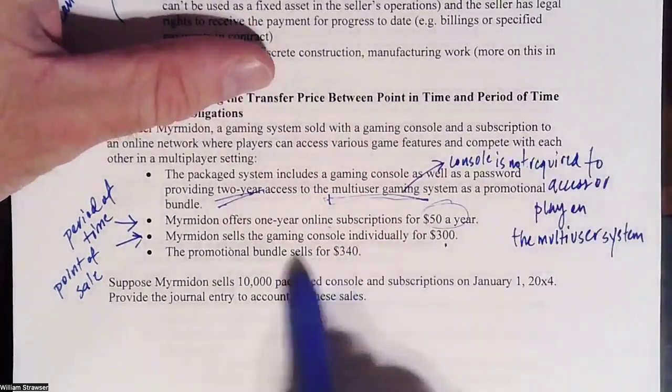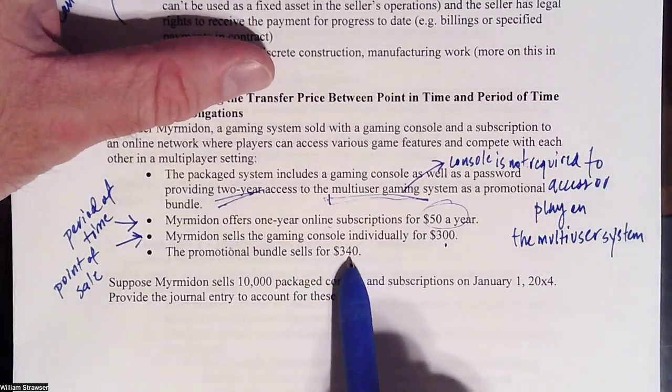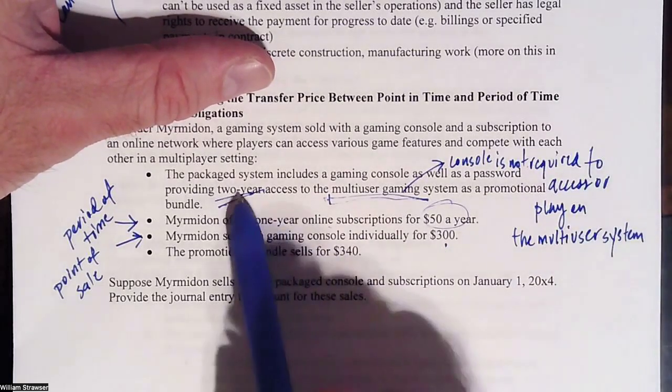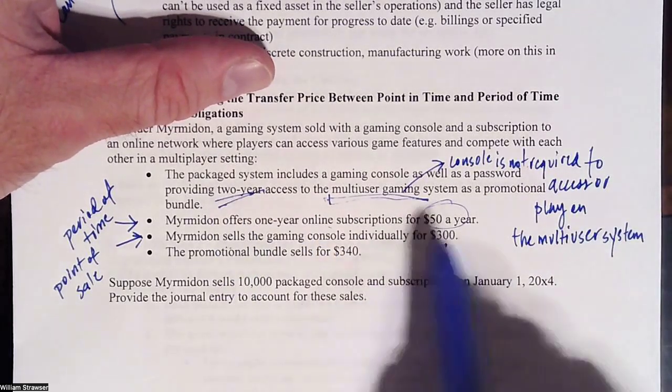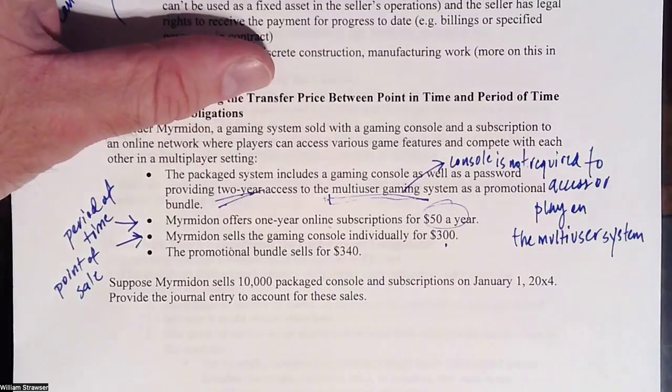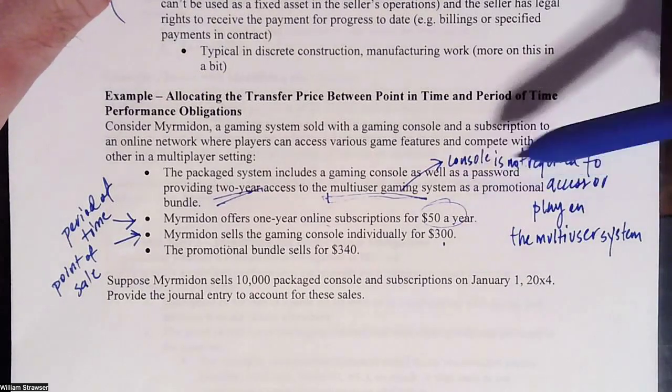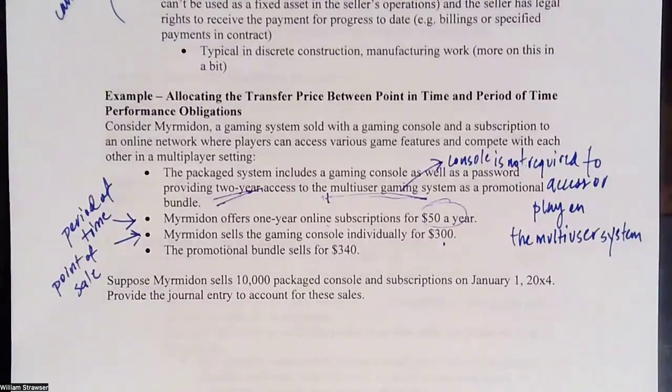The contract is the purchaser, the buyer gives us $340. In return, they receive 2-year access and a console. Right? What are the performance obligations? We talked about that. These are separate and distinct as long as the console is not required for their multi-user system. If the multi-user gaming system is only accessible with a console, then these are not separate and distinct performance obligations. Right?